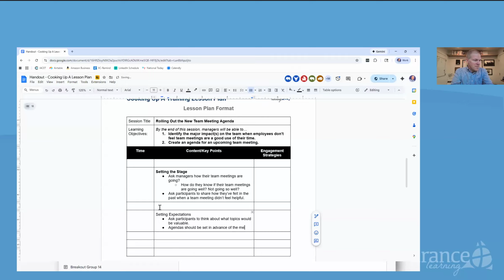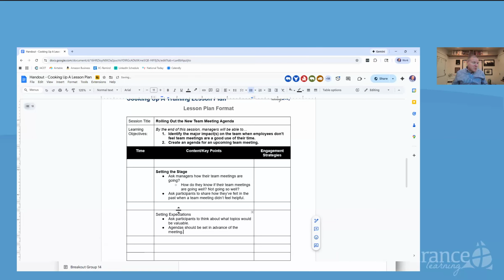Yeah. So hopefully I'm starting to capture some of the things you shared in terms of expectations. One is having people think about what topics for their own meeting might be valuable. The other is the expectation that agendas should be set in advance. If it's weekly, then it's in advance of the weekly meeting. If it's quarterly, obviously you have some time between meetings to set those agendas. Excellent. All right, we're building something here.